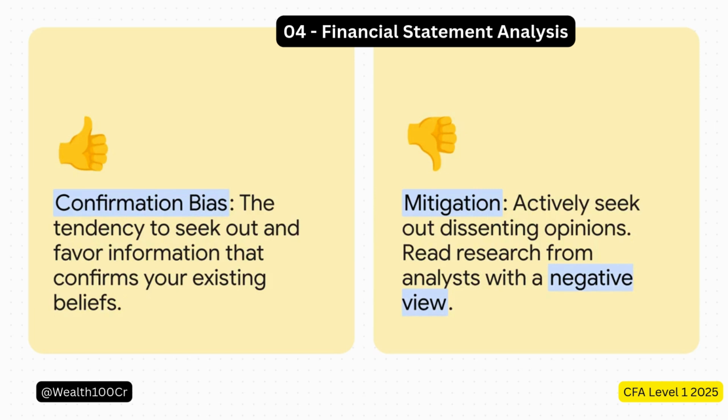Next is a really sneaky one, confirmation bias. Basically, if you think a stock is a great buy, your brain will start acting like a filter, only letting in the good news that confirms your belief. The counter to this, you have to become your own devil's advocate. You have to deliberately seek out the bear case. Go find research from an analyst who absolutely hates the stock and really try to understand why.